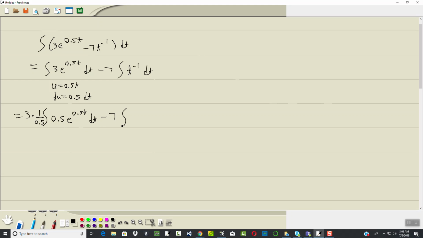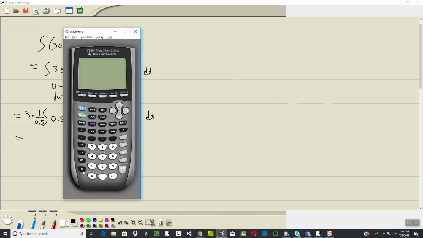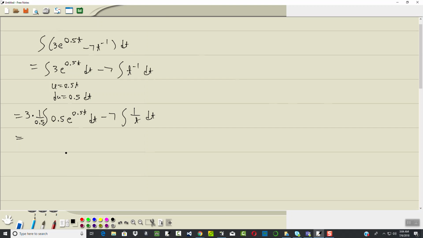Minus 7, and t to the negative 1 is 1 over t dt. 3 divided by 0.5. I think it's 6, but I'm not very good with decimals. So 3 divided by 0.5, 6.